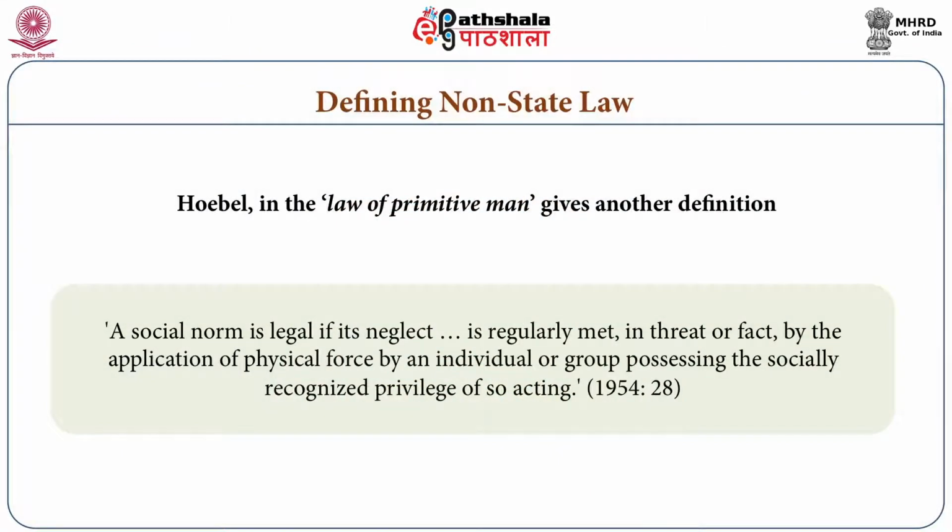A certain legal anthropologist named Hoebel has, in a book from the 1950s called The Law of Primitive Man, attempted to give another definition. Hoebel states, a social norm is legal. So just keep that in mind. A social norm is legal if its neglect is regularly met in threat or in fact by the application of physical force by an individual or group possessing the socially recognized privilege of so acting. So Hoebel allows for an individual to take charge of the punishment. However, the key point is that that individual should nevertheless be socially recognized as having that privilege.